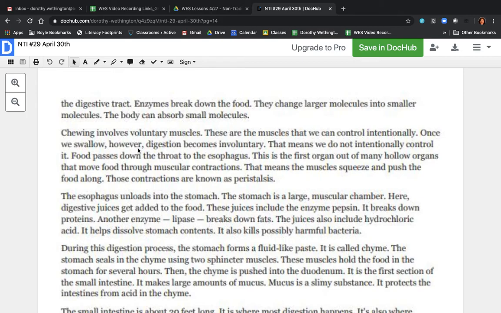The stomach is a large muscular chamber. Here, digestive juices get added to the food. These juices include the enzyme pepsin. It breaks down proteins. Another enzyme, lipase, breaks down fats. The juices also include hydrochloric acid. It helps dissolve stomach contents. It also kills possibly harmful bacteria.